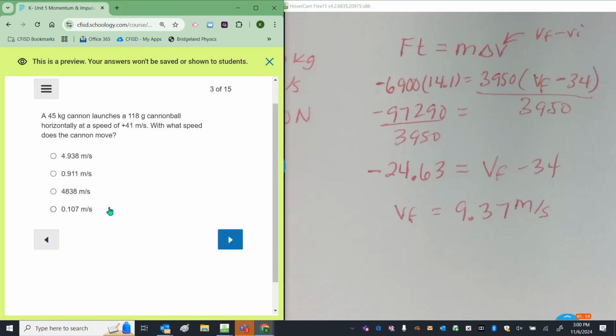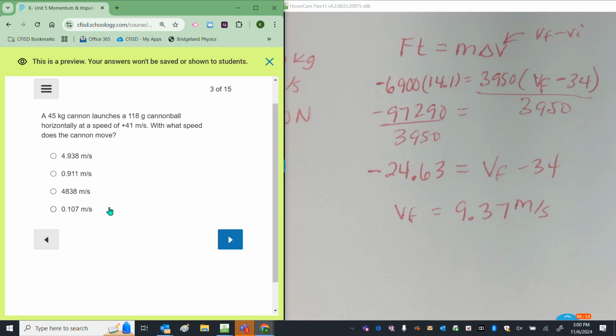This is the cannon one I think that somebody asked about a minute ago. It says, a 45 kilogram cannon launches a 118 gram cannonball horizontally at a speed of 41 meters per second. With what speed does the cannon move?